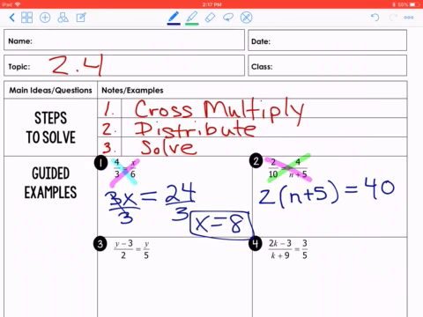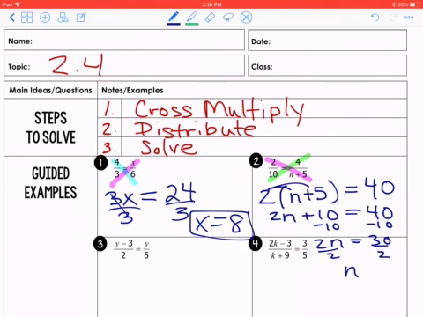Okay? And so now we have distributive property, so I'm going to distribute this number through. So I'm going to get 2n plus 10 is equal to 40, because I did 2 times n and 2 times 5. We're going to subtract 10, and that gives me 2n equals 30. And then if we divide by 2, n equals 15. And that would be my answer. I'm done right there. Okay?